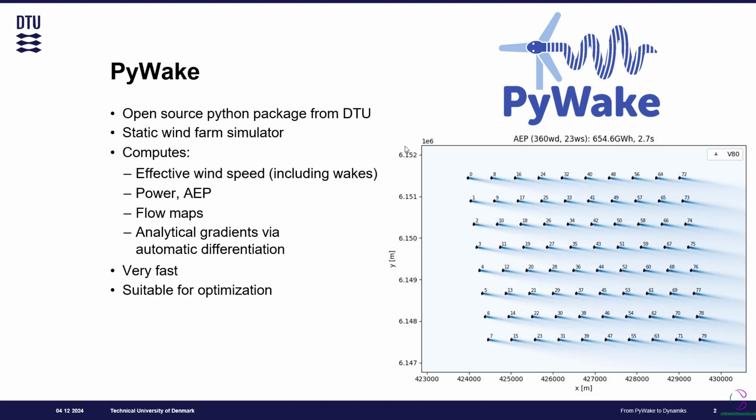As we have an understanding of PyWake in the past, PyWake can be used for effective wind speed, including the wakes. It models and simulates it, then you can assess the power and annual energy production of a wind farm, flow maps, analytical gradients, and it's also fast compared to most other software tools in the market. It's open source as well, so you have a free tool that is quick for running an analysis. Those are some benefits of PyWake.